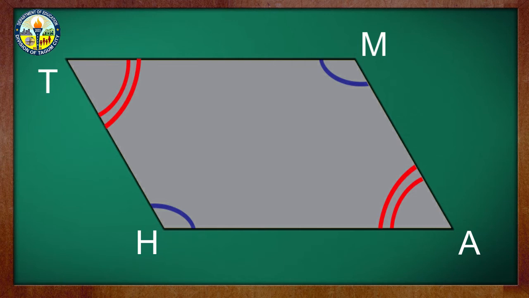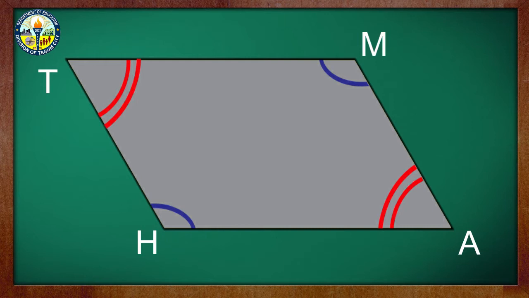Let us try to solve this problem. If angle M equals 100 degrees, find angle H. Now, can you locate angle M in the given parallelogram? Okay, here it is. How about angle H? Very good, here it is. Are the two angles consecutive or opposite to each other?